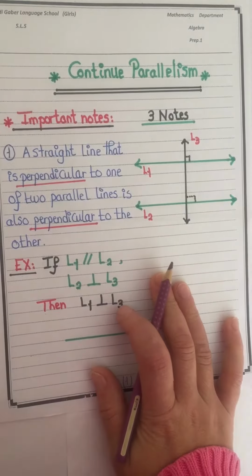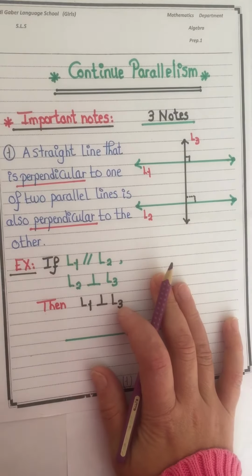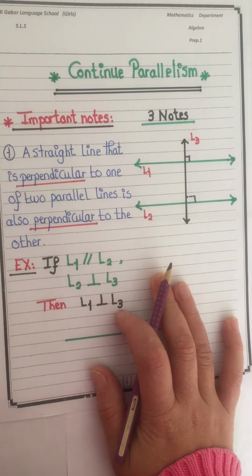Okay, today we are going to continue parallelism. We start the first part of parallelism by saying different types about parallelism. Whenever we have two parallel lines and a transversal, then we have three types of angles, which are alternate angle, corresponding angle, interior angle.